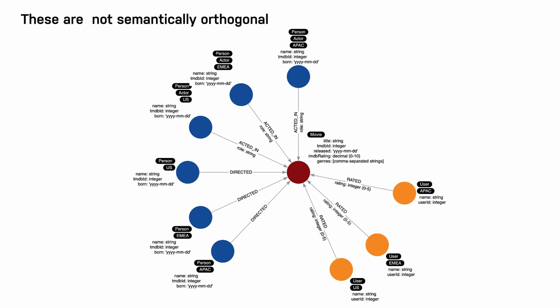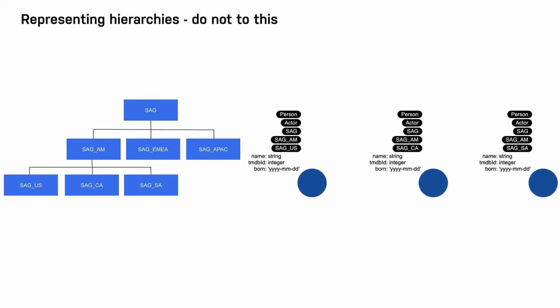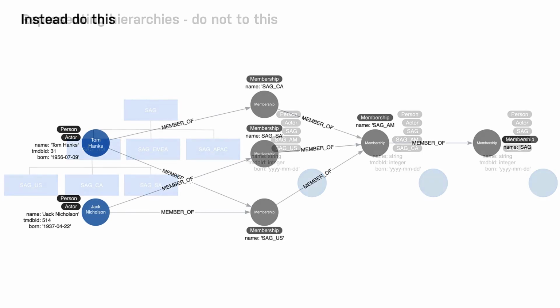How class hierarchies are modeled is another scenario where you could overuse labels. You also want to avoid labeling your nodes to represent hierarchies. Suppose we have this hierarchy of Screen Actors Guild memberships. This is often called inheritance or an is-a relationship. You should not do this where nodes have multiple labels that represent a hierarchy such as this. Instead, you should do this.